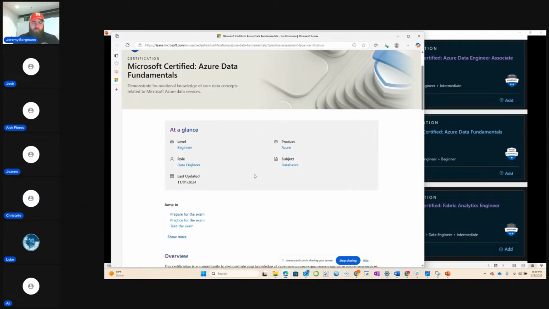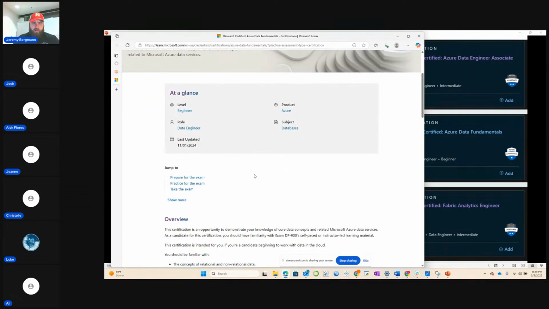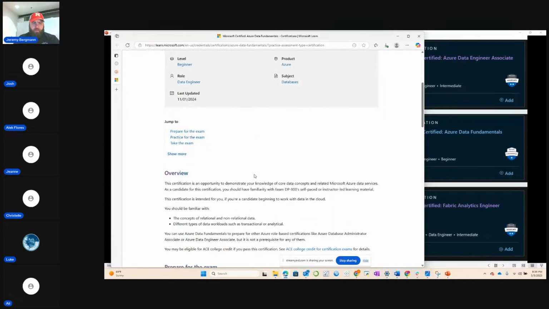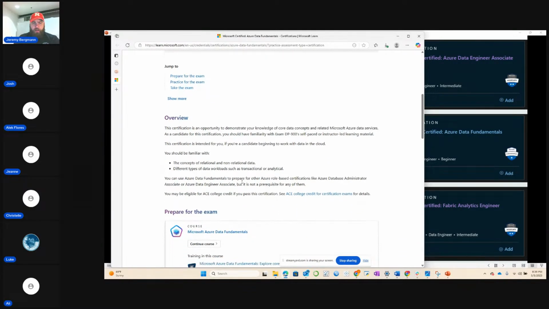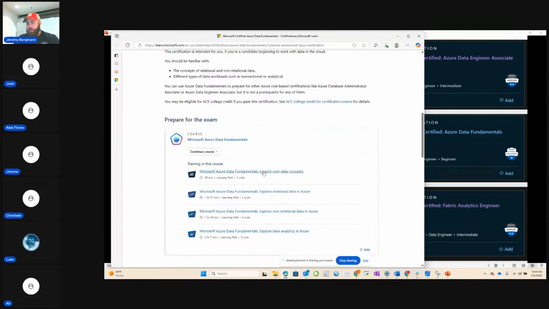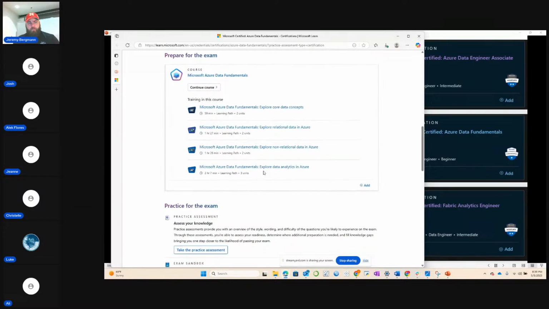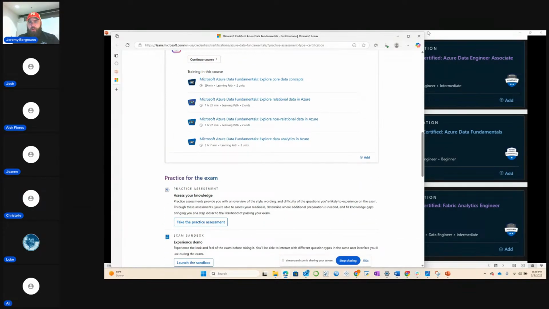It's a beginner-level data engineer Microsoft certification. And you do some relational and non-relational data in different types of workloads. It would be a good jumping-off point from this class to continue to learn more: the DP-900.